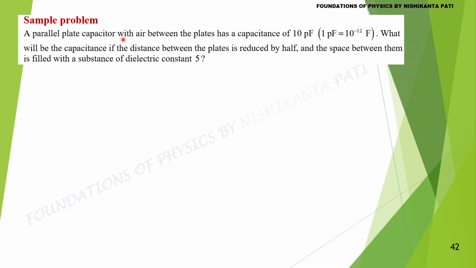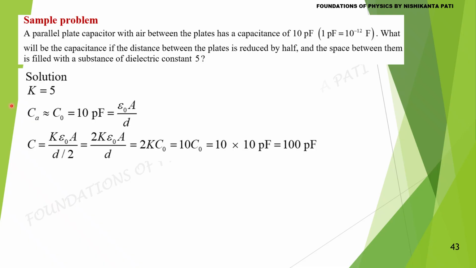A parallel plate capacitor with air between the plates has capacitance, particularly with the capacitance if the distance between the plates is reduced to half and the space between them is filled with a substance of dielectric constant 5. K is 5, the air capacitor is nearly equal to C0, that is given 10 picofarad. Then the new capacitance is K epsilon 0 A, since the distance is half, so it is D by 2.